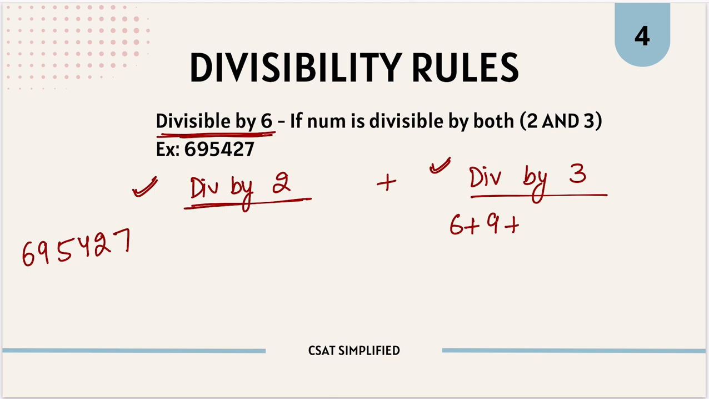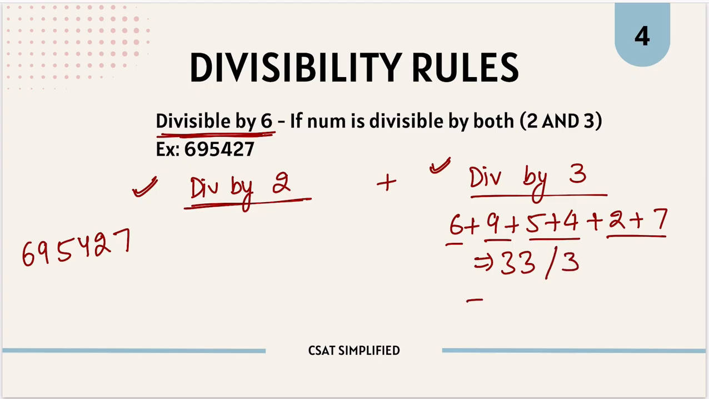6 plus 9 plus 5 plus 4 plus 2 plus 7. So we have 9 plus 9, 27 plus 6. 27 plus 6 is 33. So 33 is divisible by 3. So the second part is surely true. What about the first part? Is the first part true?